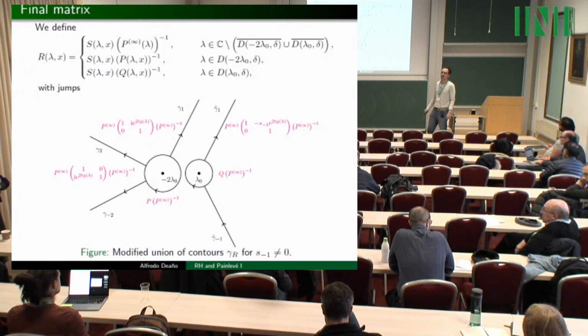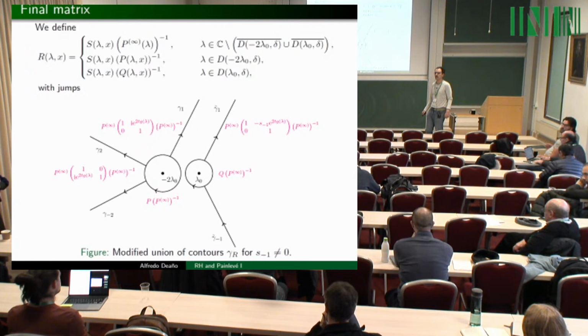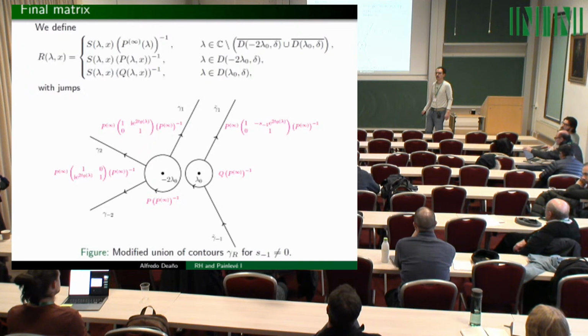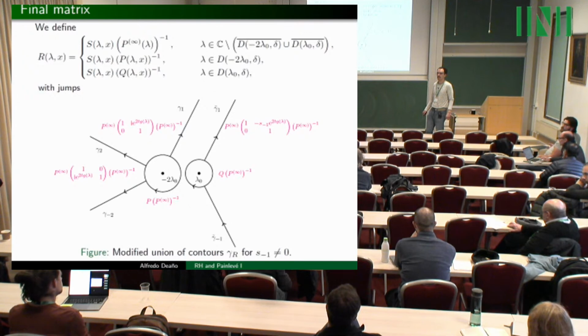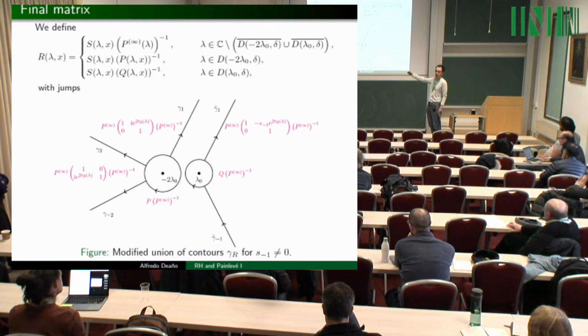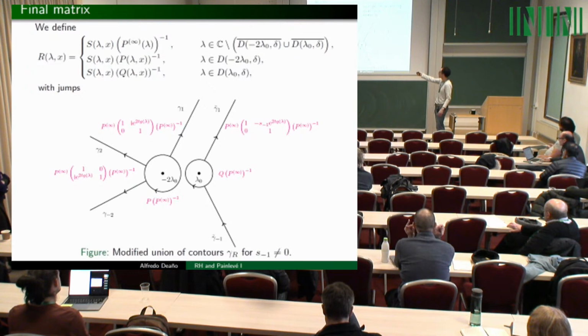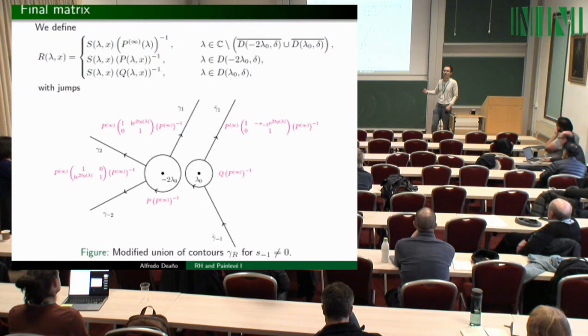So basically you have two terms. The first one is the algebraic one, which comes from the left circle near the point minus 2 lambda 0. Then you have this additional one depending on s minus 1, which comes from the right circle. And then the other ones are even smaller, so you can throw them away. But you have to be careful and make this disk large enough so that this exponent here is smaller than the contribution from here.